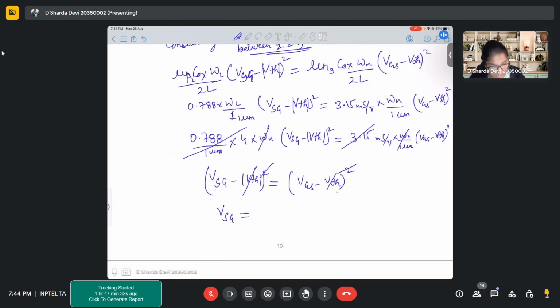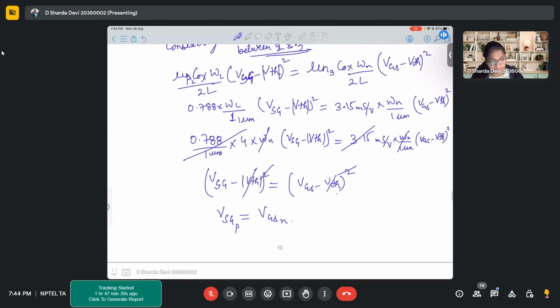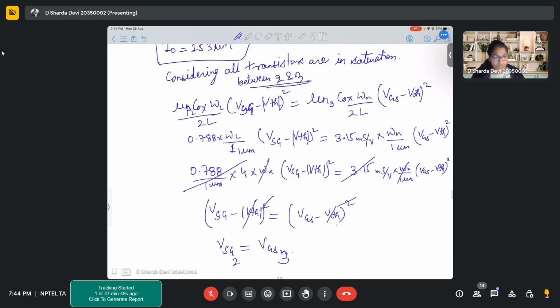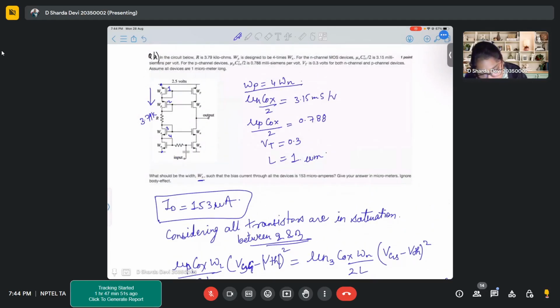What we are left with is VSGP is equal to VGSN, right? For transistors, this was 2 and this was 3. So it is given that VSG of 2 is equal to VGS of 3. We have got this. So this value VGS is equal to this VSG. This is source, gate, drain.